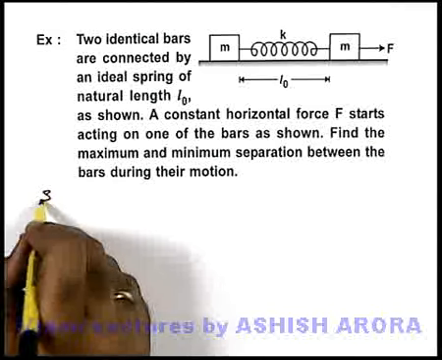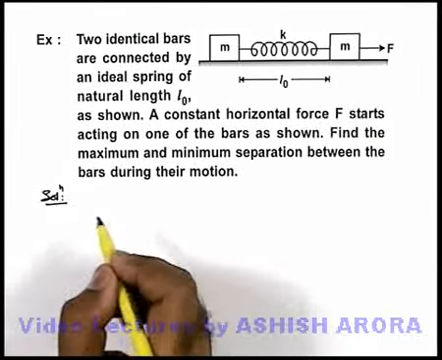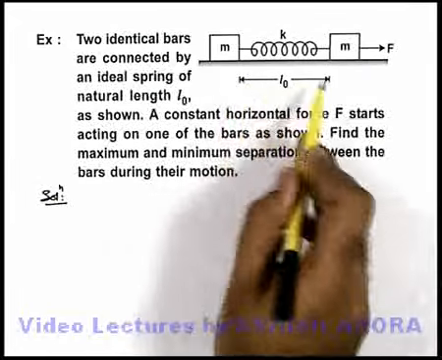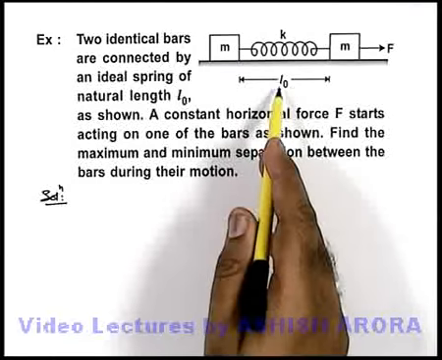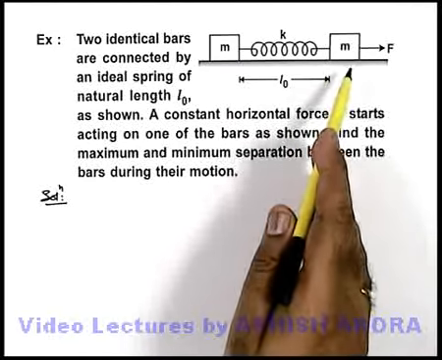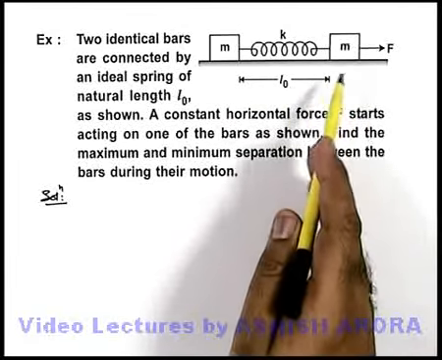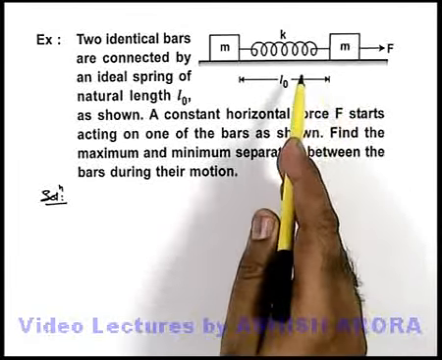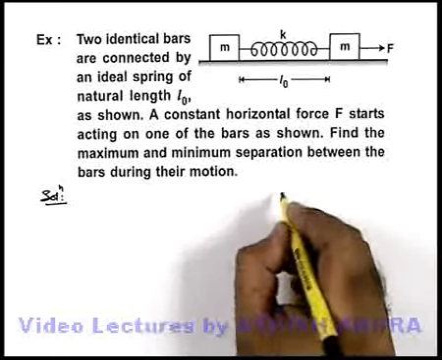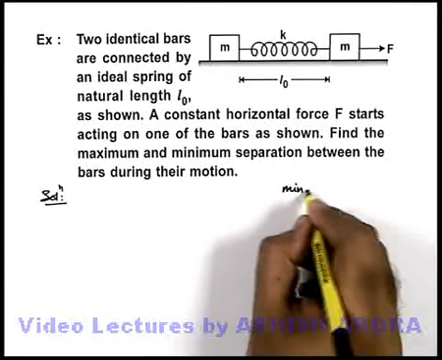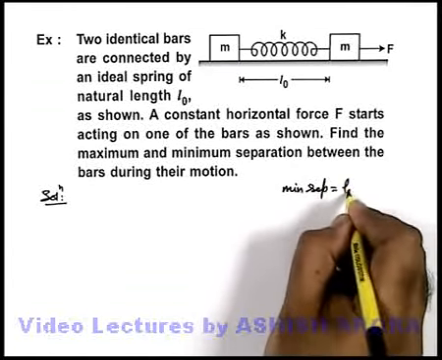We just analyze this situation. We can see initially the bars are placed at the natural length of the spring, that is L0. So if the force is applied, the length will increase. That means the minimum separation during motion of the two bars we can directly write as L0. So one answer to this problem, that is minimum separation, will be equal to L0.